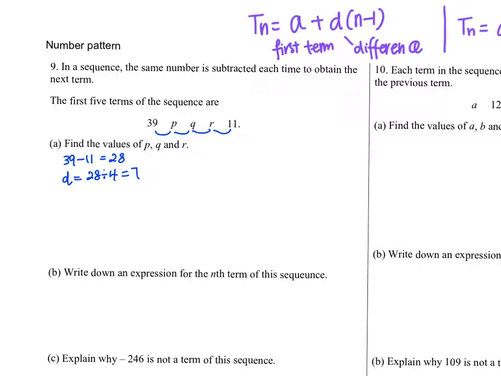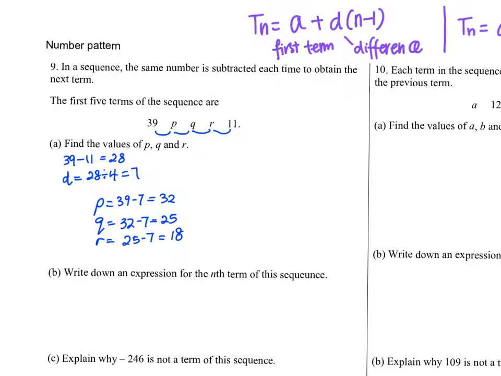So for the values, P will be 39 subtract 7 to give me 32. Q will be 32 subtract 7 to give me 25. And then R will be 25 subtract 7 to give me 18. And then after I subtract 7, I'll get 11. So I have gotten this answer.